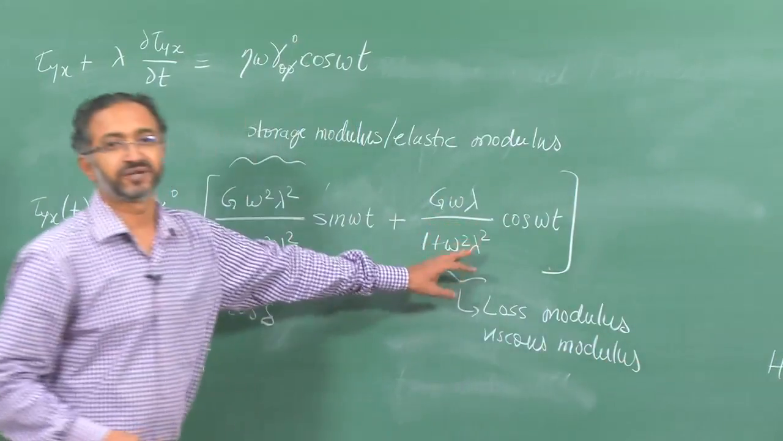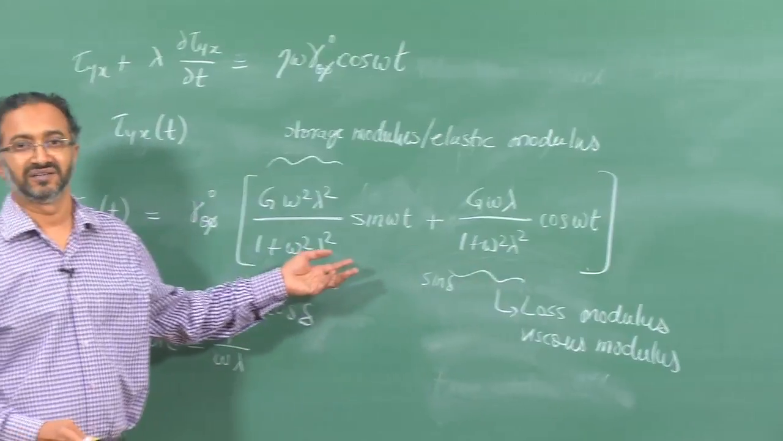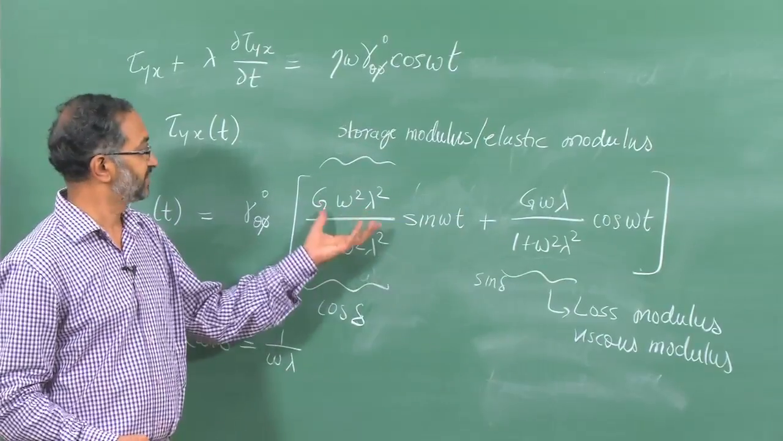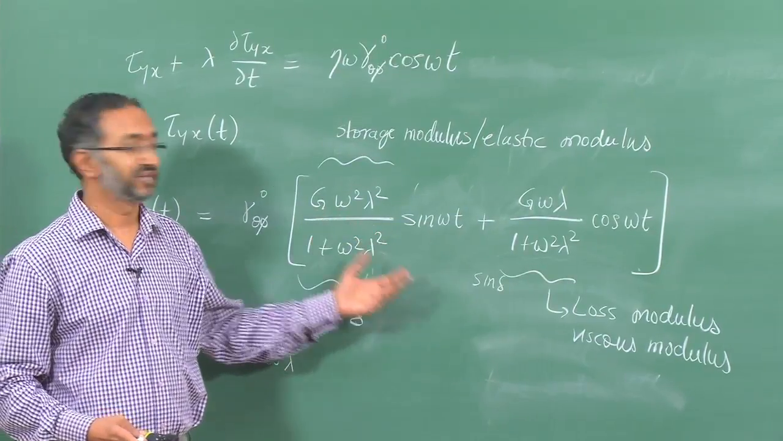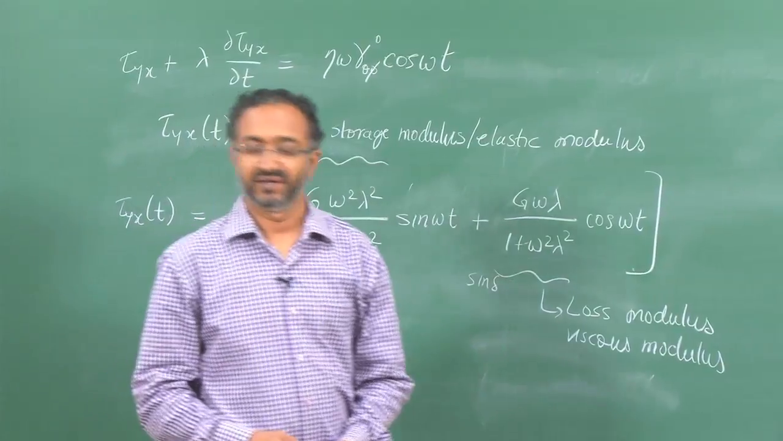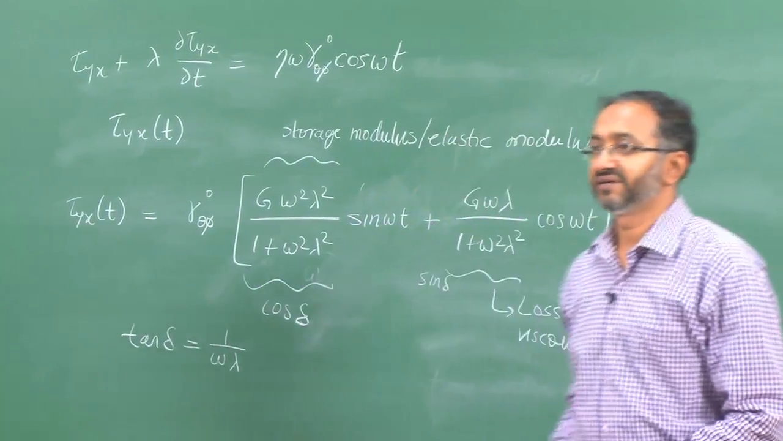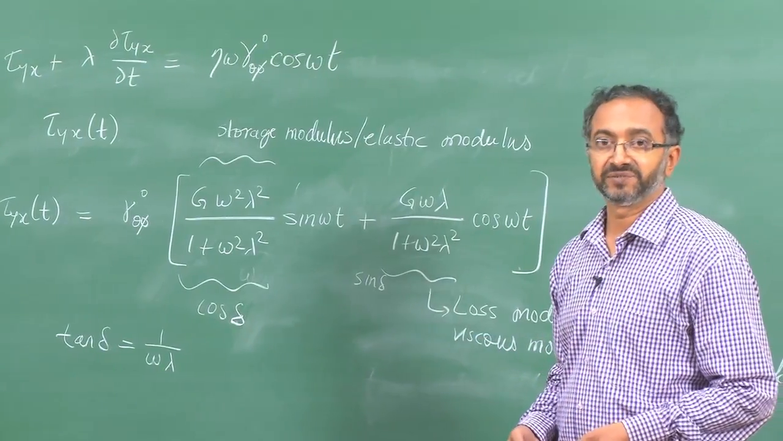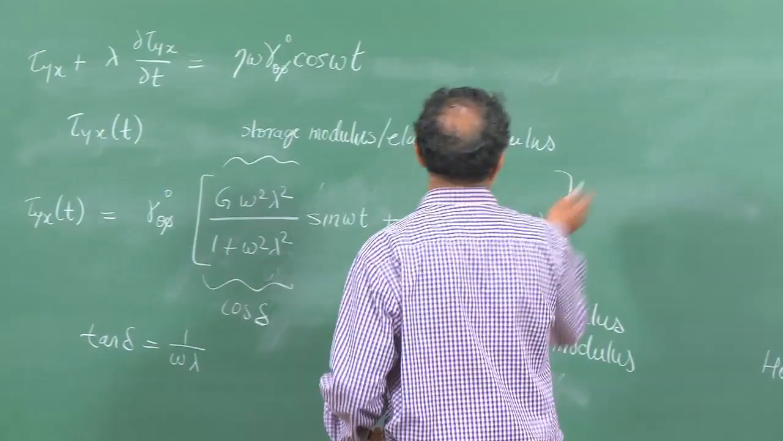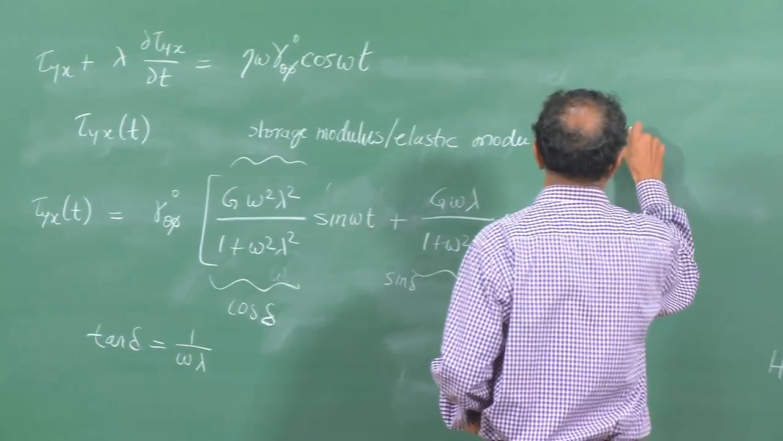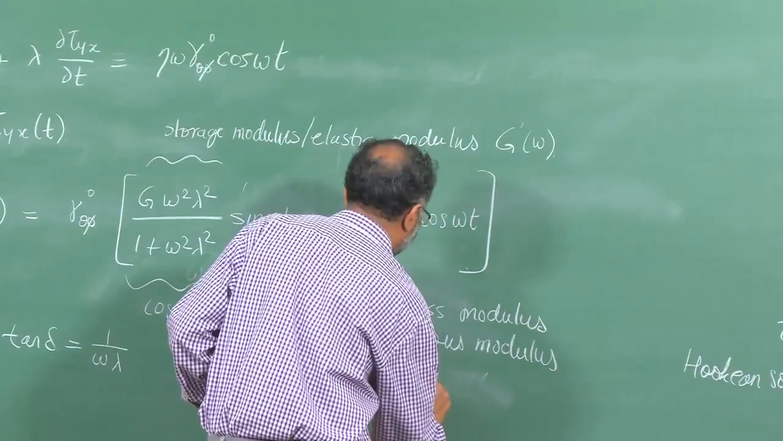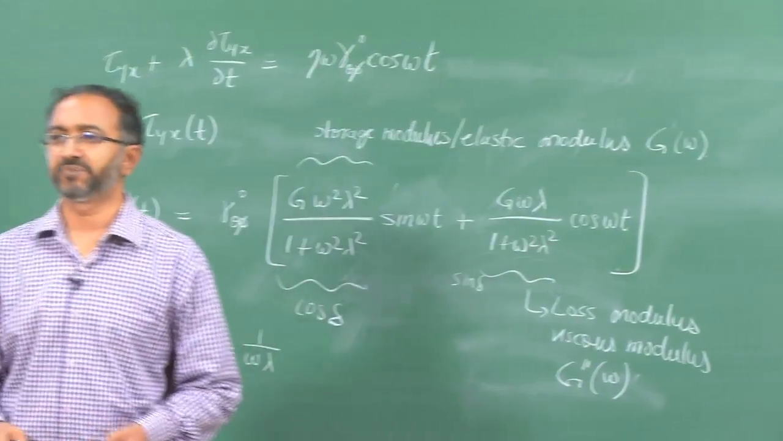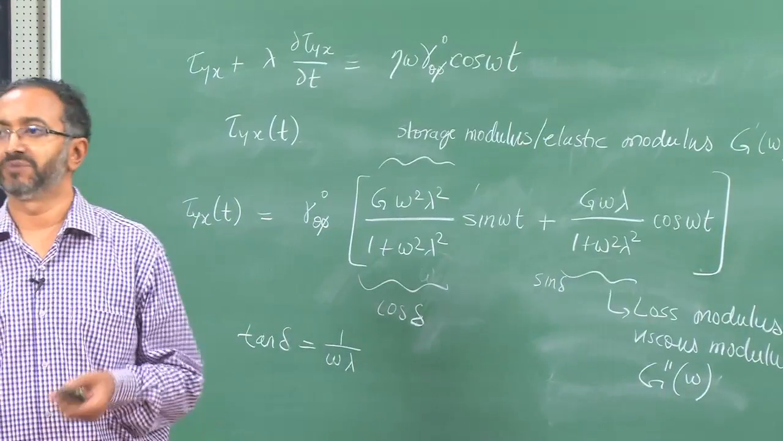Because if this modulus were 0, then we know we have a Hookean solid, because stress and strain are completely in phase. If this term is 0, meaning the elastic modulus is 0, then we have a viscous fluid. So these are two new material functions that we have specified, and we will indicate this as G prime and this as G double prime. The most common reporting of rheological properties is in terms of G prime and G double prime.